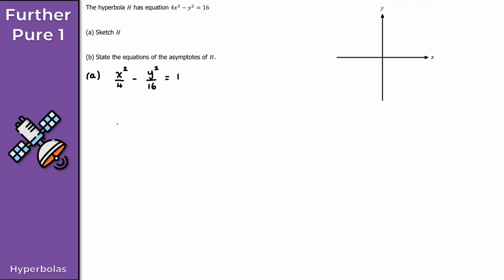Okay. So from here, we can now identify the value of a and the value of b. So a here, well, this value here is a squared, so a is the square root of that. So a is 2. And this value here is b squared. So in that case, b is equal to 4. Okay. So this value of a here shows us where the hyperbola h will cut through the x-axis. So we know it cuts through at 2, and it also cuts through at -2. Okay. So altogether we'll get something that looks like this here.